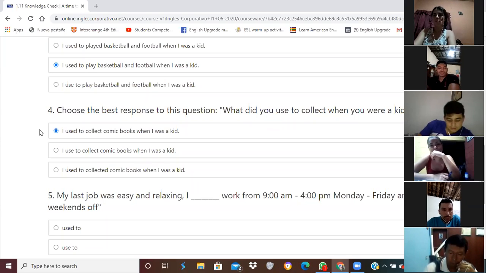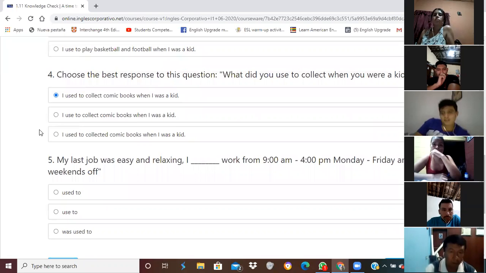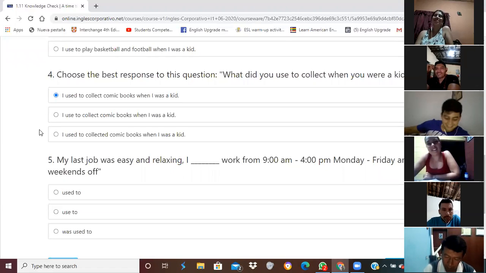And Marvel, yeah. Not anymore, but I think I have this collection in Houston. I had a big collection of comic books and comic book cards. In my case, when I was a child, I used to collect toy cars. Ah, toy cars. The Ferrari, the Porsche. The mini cars, the Hot Wheels. Yes, Hot Wheels. I love Hot Wheels.